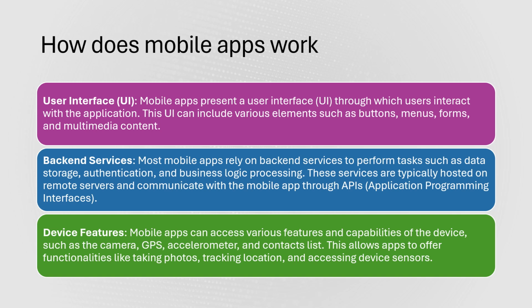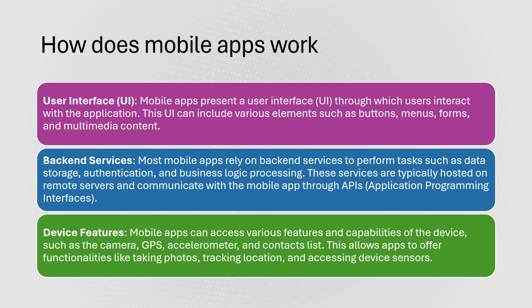Once the order is processed, it will go to the server again, to the food delivery company, and they will be processing the order. So all these are backend, which we call backend because you won't see it. You just click the button and everything is running in the backend. That's backend services. And device features.